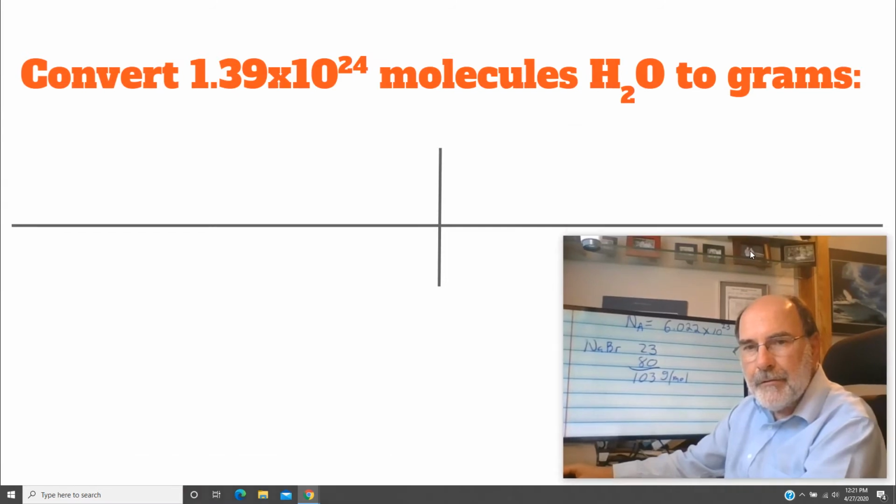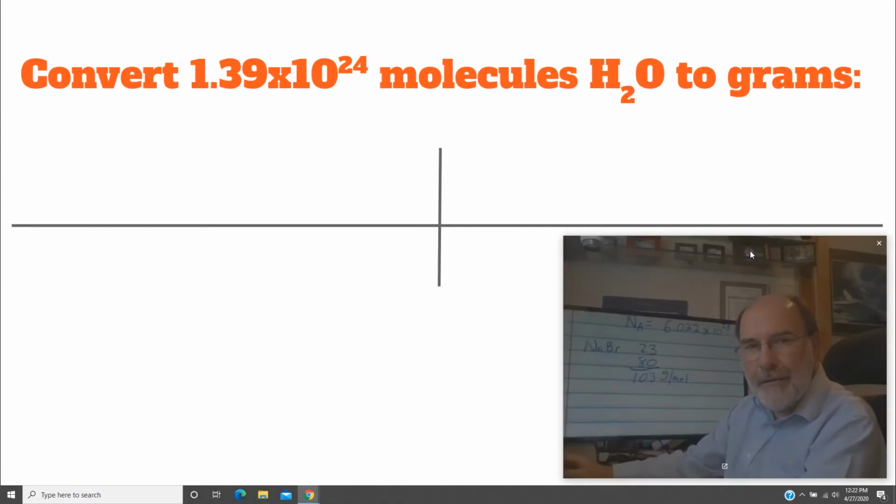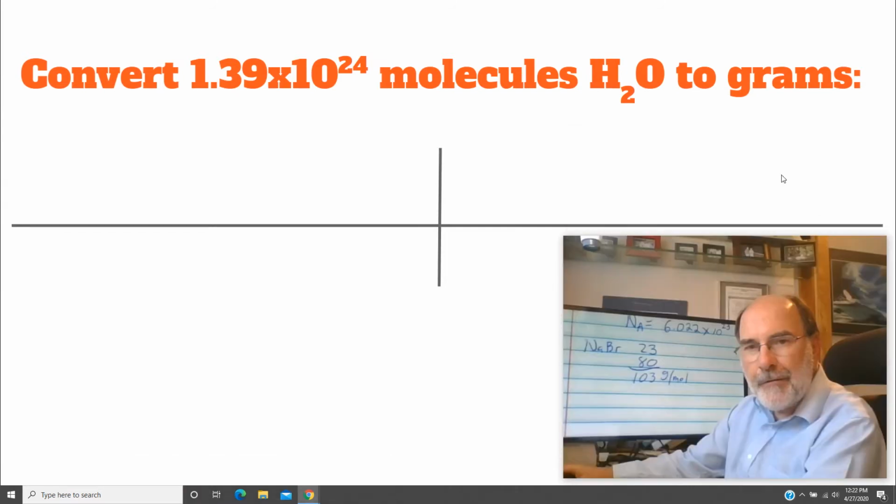Convert 1.39 times 10 to the 24th power molecules of water to grams. Well, the first column will be what we start off with, 1.39 times 10 to the 24th power of molecules. The next column will be how many moles are there in that number of molecules. And really, I would add a third column that says how many grams are there in that number of moles.